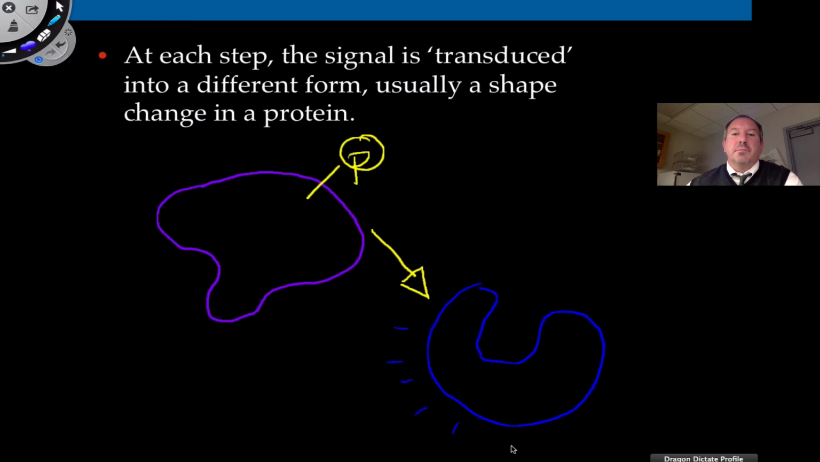And so it's now capable of doing something. And what's really cool about this is sometimes we want enzymes to be active, sometimes we don't want it. So it goes both ways. Like it's not always appropriate to activate, sometimes it's appropriate to inactivate.